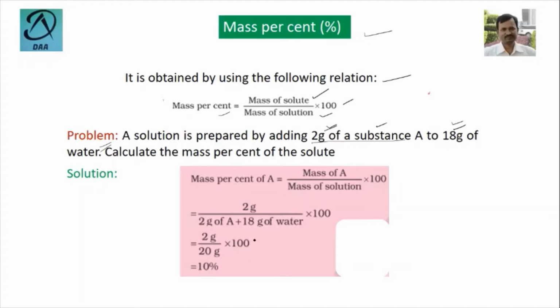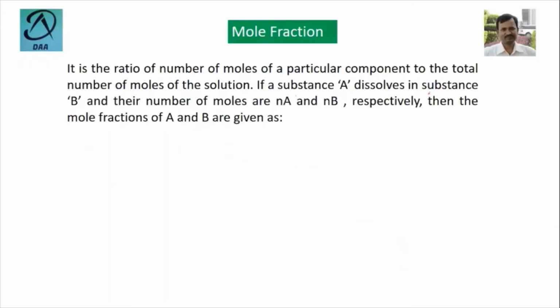And in this case, the result will ultimately be 10%. 2 grams divided by 2 plus 18, that is 20, multiplied by 100, then it is 10%. In this way, in an easy way, we calculate the mass percent in a solution.